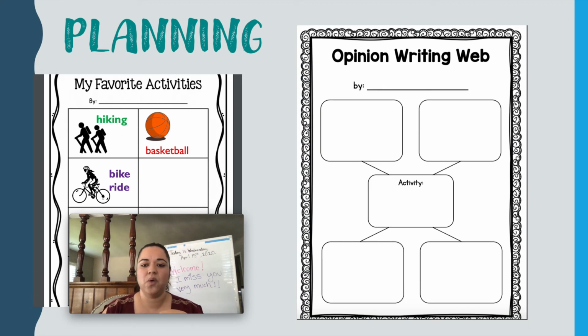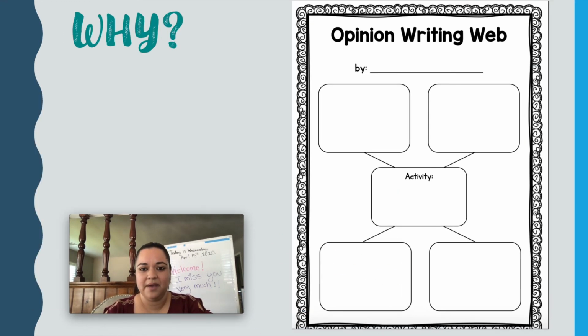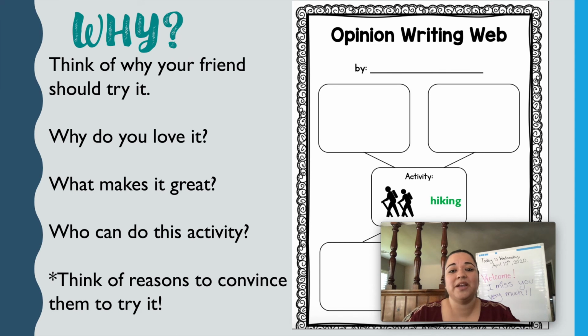We're going to use a web that looks like the one on the screen. The first thing that you're going to do is select one of your activities, just one, that you would like to have one of your friends try. Once you have your activity, you're going to make a web like the one I have. Make sure you go ahead and write your name and then select the activity you want. For me, it's going to be hiking. So in the middle of my web, I'm going to write hiking. I'm going to write about hiking.